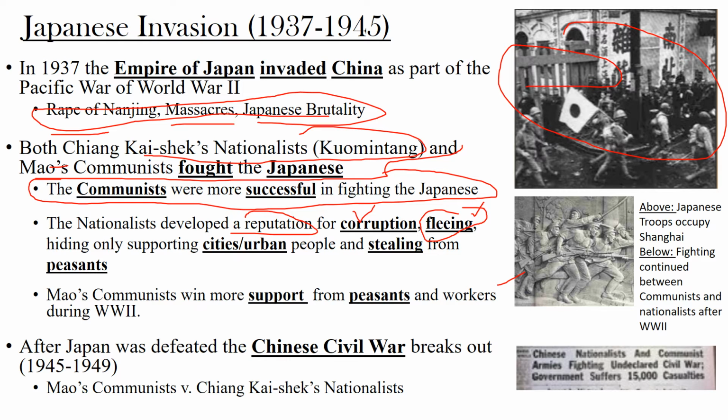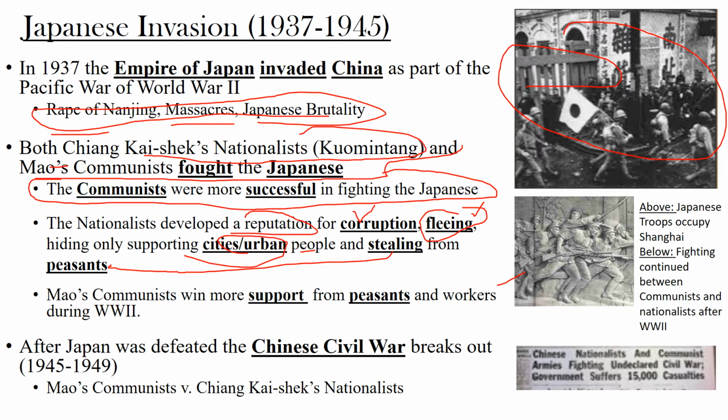We're out of here, and they left. Hiding, only supporting cities and urban people. They didn't generally support the country people. And then when they were fleeing, they would steal from the peasants. So you have the communists out there like every village is important, every Chinese life is important. And the nationalists were like, yeah, only cities are important, and I need your food. I'm going to take it.